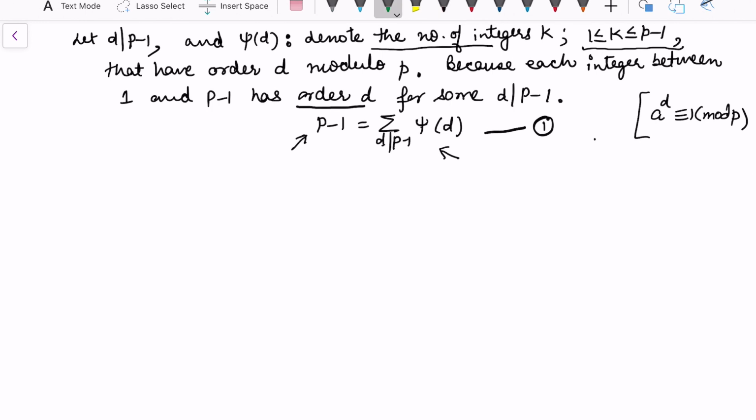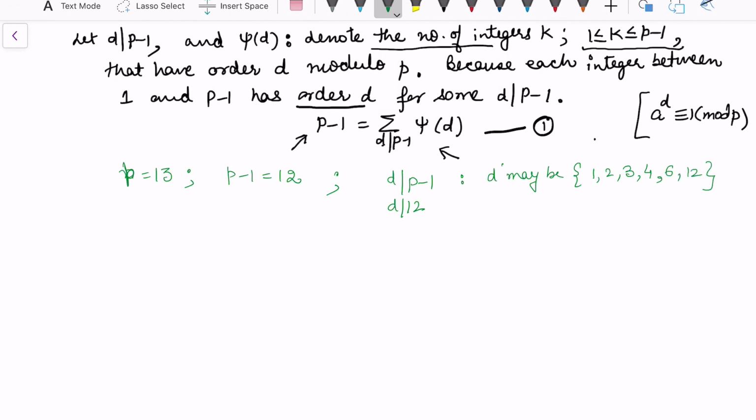Let's take n is equal to P is equal to 13. This means P minus 1 is equal to 12. So I want to consider now the divisors of P minus 1. And what are the divisors? Because D divides 12, the divisors will be 1, 2, 3, 4, 6 and 12. So these are the possible cases of the divisor.